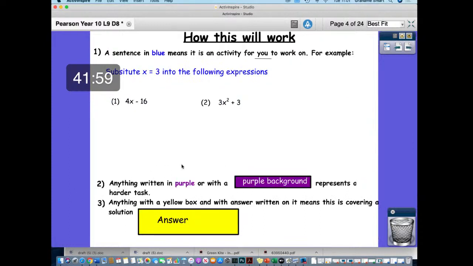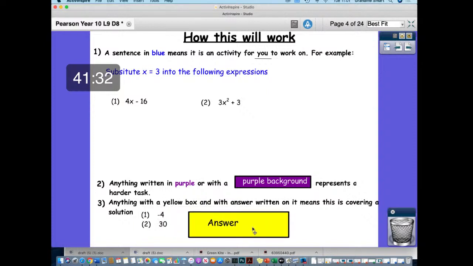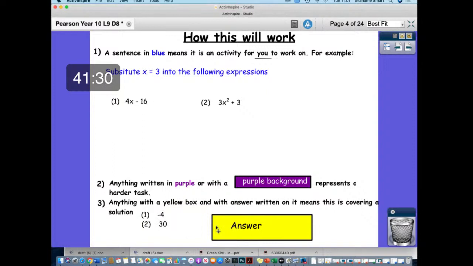How does it work? Anything in blue is for you to have a go at. Anything in purple is something a bit trickier or requires you to think in a slightly different way. If we have a yellow box over something, that is covering up a solution. Sometimes the yellow boxes may have an answer written on them, but if you see a yellow box, it's covering a solution. To give you the idea, if we substitute x equals 3 into the following expressions, then on reveal you'd get the answers to those 2 questions.